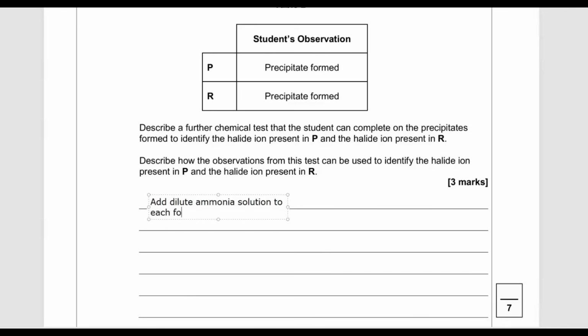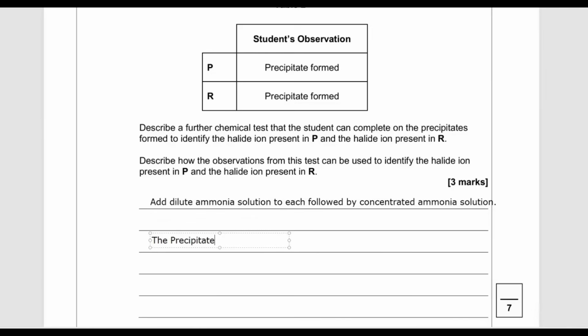And the further test that you should do is add dilute ammonia solution to both, and then add concentrated ammonia solution to both. And what we'll find is if we are dealing with silver chloride, the precipitate will dissolve in dilute ammonia, whereas silver bromide will not dissolve in dilute, but will dissolve in concentrated ammonia. And that's your answer for 3 marks. So add dilute ammonia solution to each, followed by concentrated ammonia solution is 1 mark.